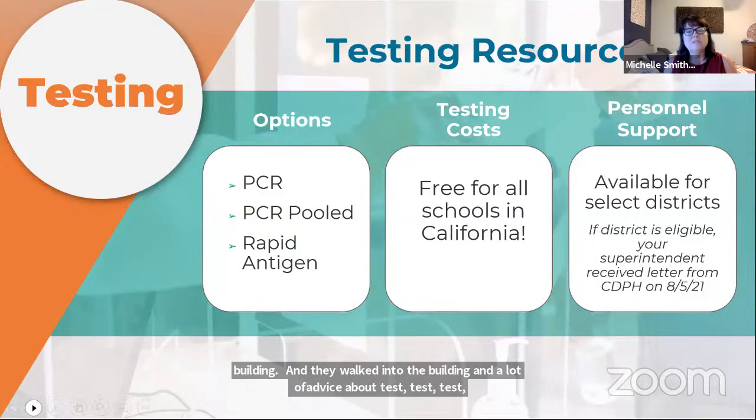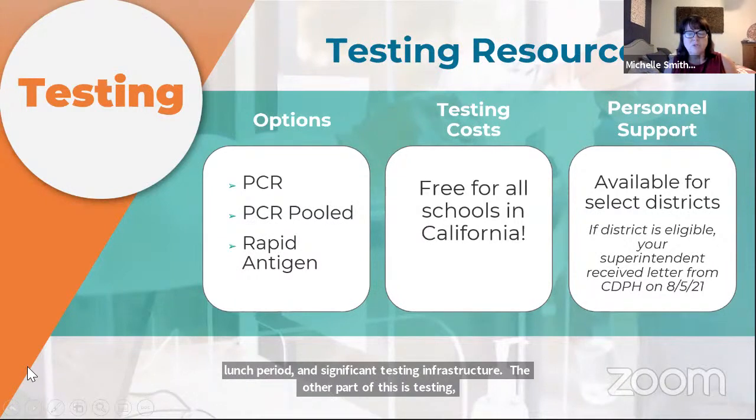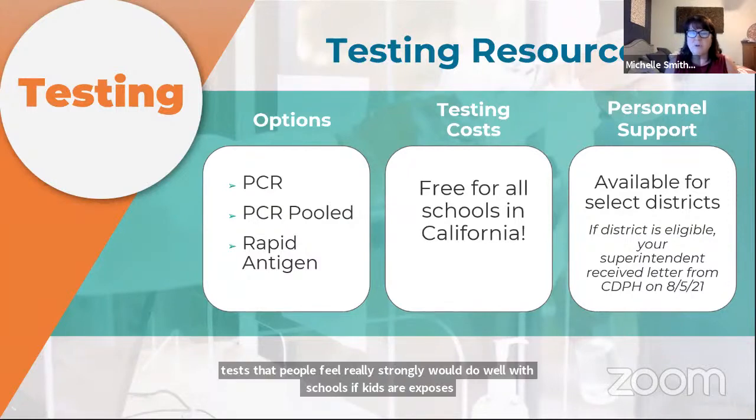The other part of this is that antigen tests in particular are becoming scarce. I think that there was a slowdown in production. The state is working on recovering that supply. But for those rapid antigen tests that people feel really strongly would do really well with schools to be able to tell them quickly whether kids have been exposed or whether they're positive or negative, there's a shortage right now.